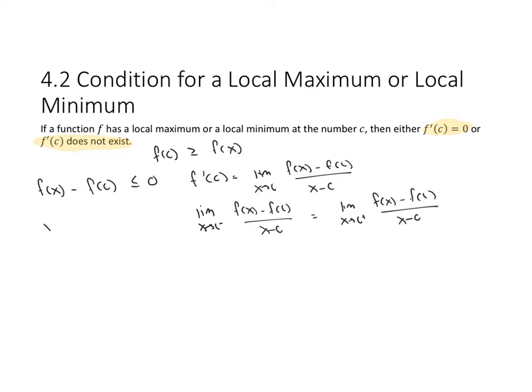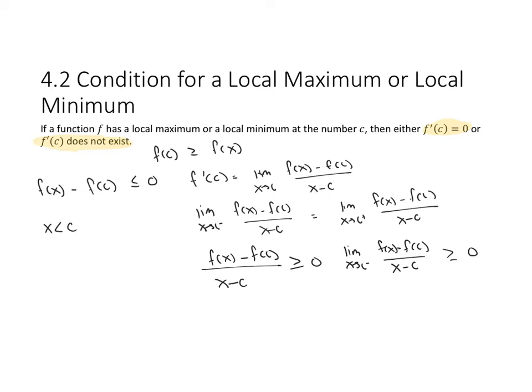So if x is less than c, and I have that f of x minus f of c is less than or equal to 0, then f of x minus f of c all over x minus c is greater than or equal to 0. And therefore my limit from the left as x goes to c of f of x minus f of c all over x minus c is also greater than or equal to 0.